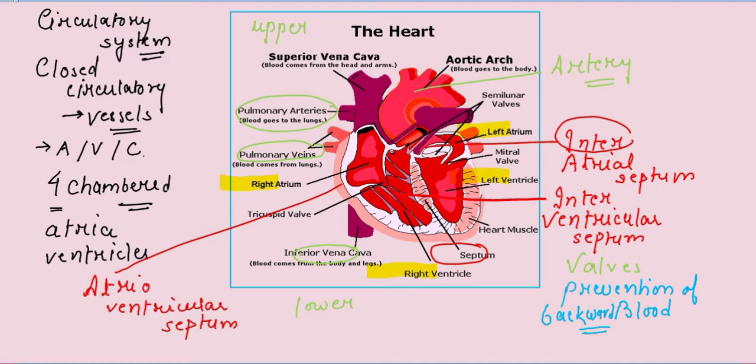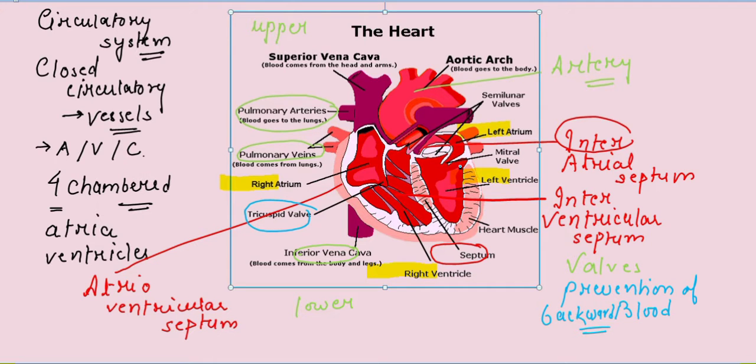There are 4 types of valves present. The valves prevent the backflow of blood. Between the right atrium and right ventricle, a valve is present. You can see, children, here the tricuspid valve. It has 3 flaps, which is why it is called tricuspid.